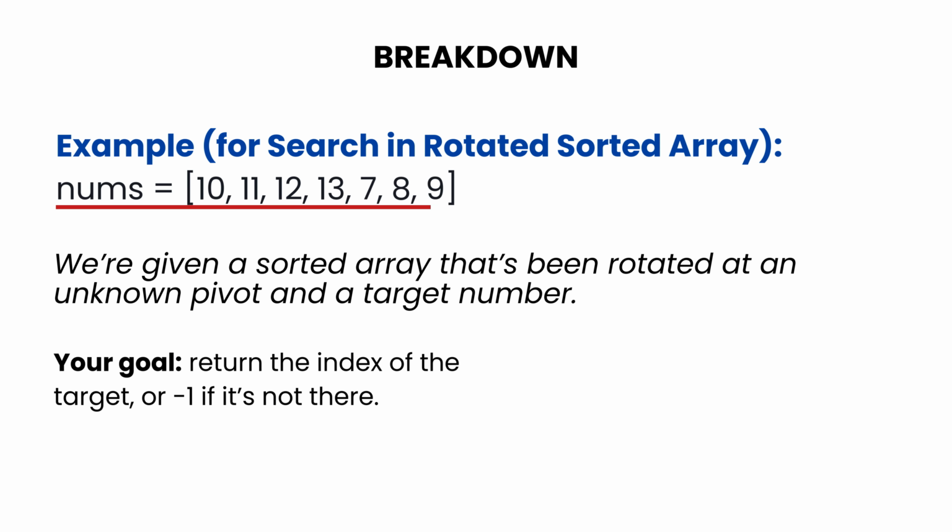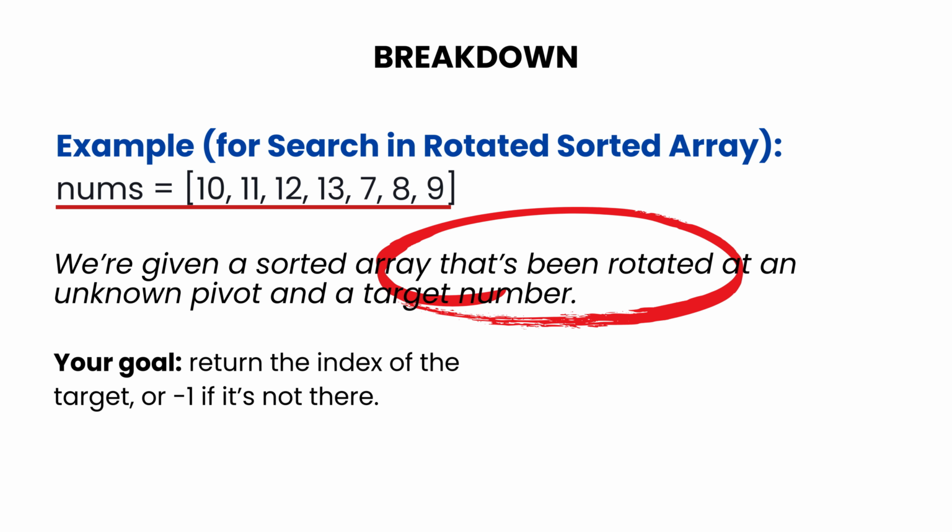Let's break it down. You're given a sorted array that's been rotated at an unknown point, and a target value. You need to find the index of the target, or return -1 if it's not present. No duplicates, and the array is still mostly sorted, just with one pivot.